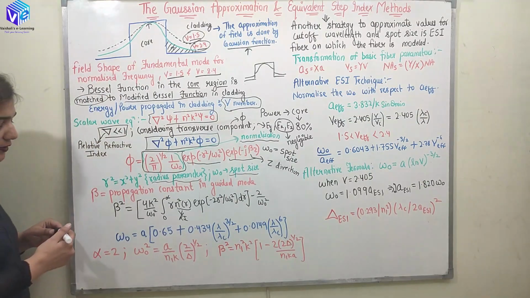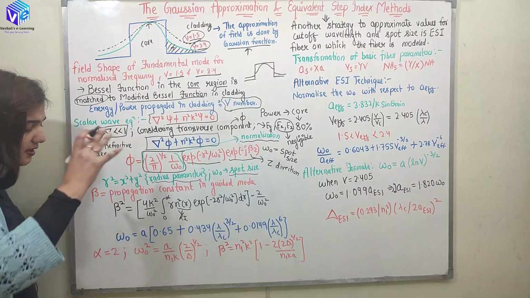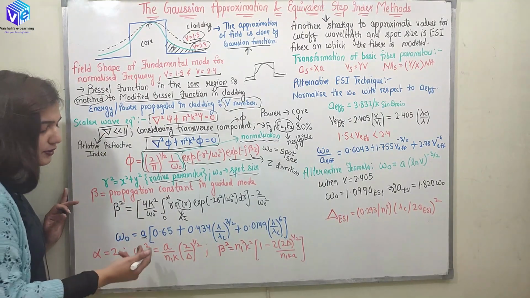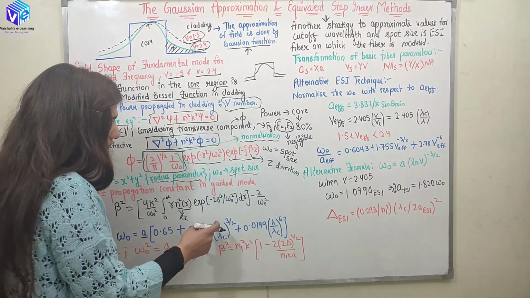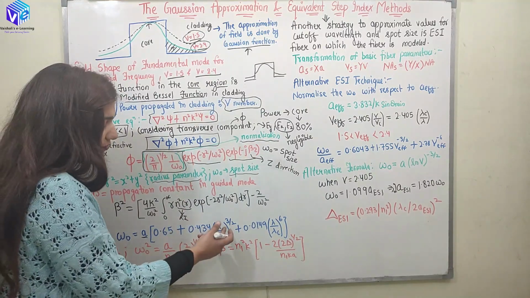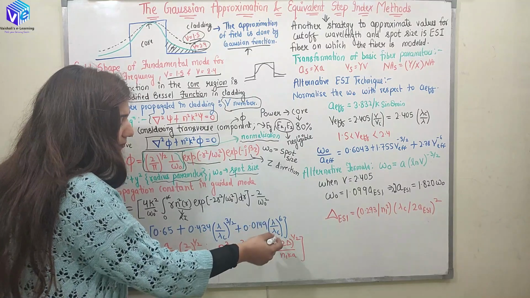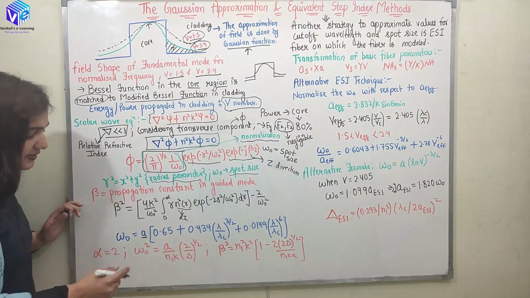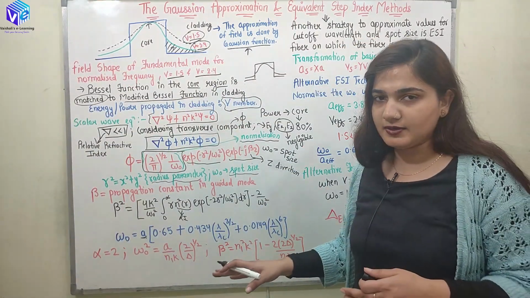naught square. So now if I want to find out omega naught with the help of the Gaussian approximation, it would be a, the core radius, multiplied with 0.65 plus 0.434 lambda upon lambda c, where lambda c is the cutoff wavelength, raised to power 3 by 2, plus 0.0149 lambda upon lambda c raised to power 6. So now I am considering alpha is equal to 2, the graded index fiber, right?